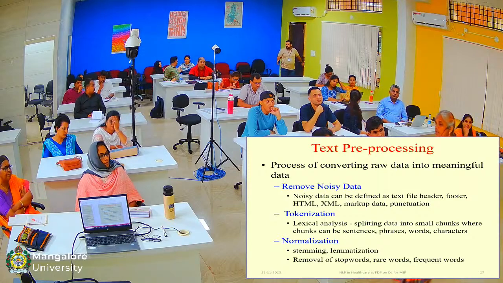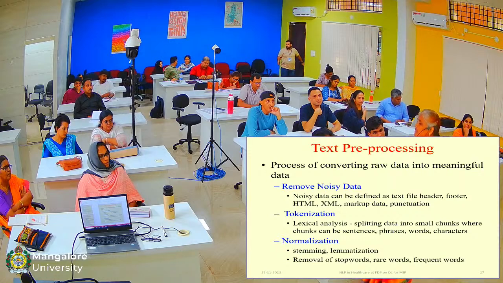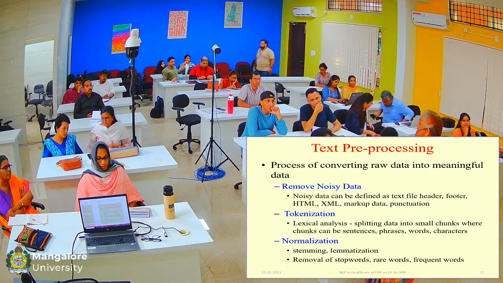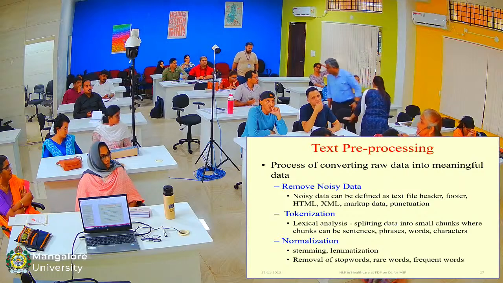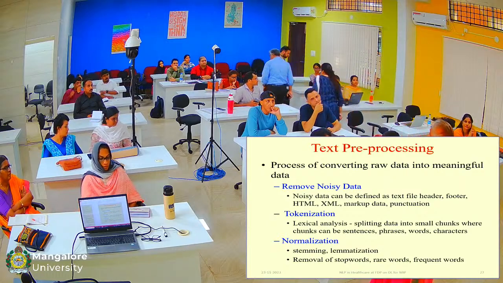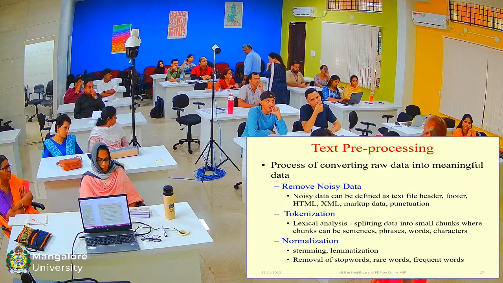Normalization, one type of normalization which I already mentioned is the expansion. For example, contractions: isn't, didn't, couldn't. You have to expand them. They are called expanding the contractions.